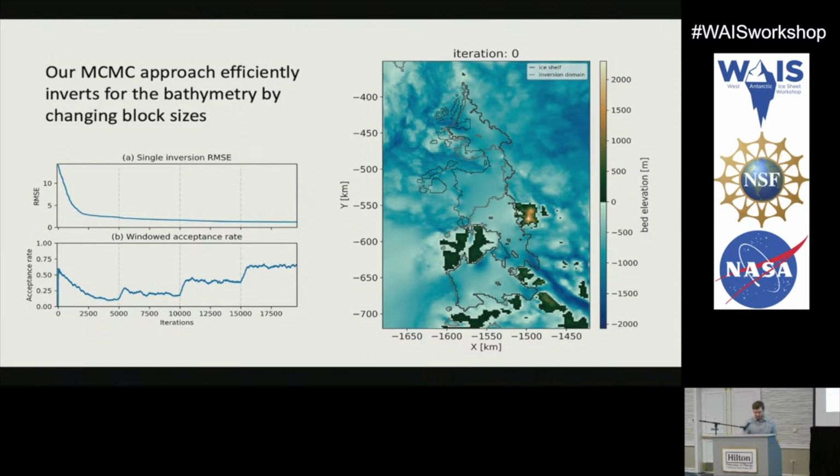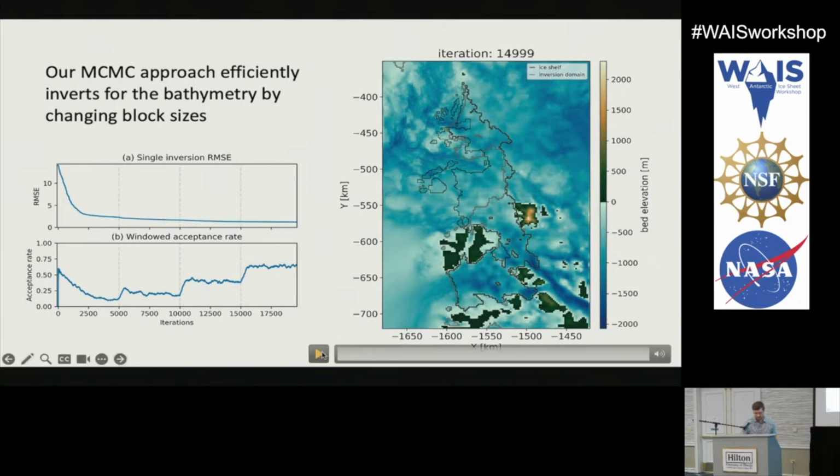See if I can play this animation. This is what the inversion process looks like. I'll just play it again. So hopefully you can see how the inversion proceeds. I can't advance.